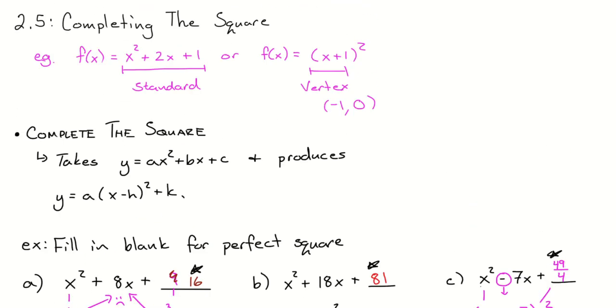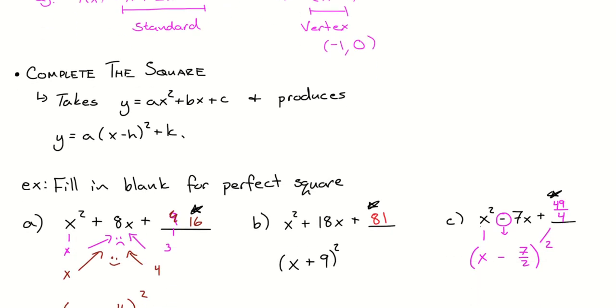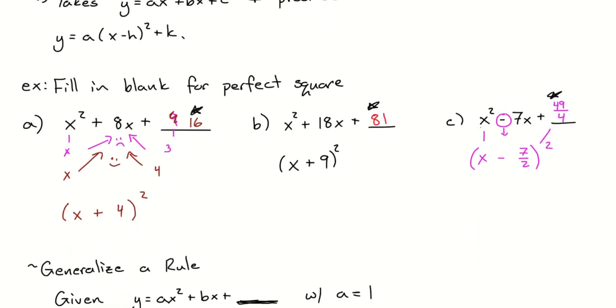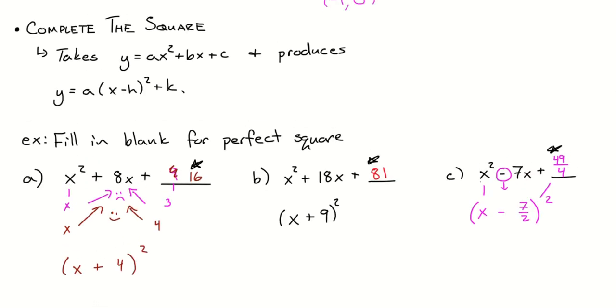Anyway, we were talking about 2.5 yesterday, and we were completing the square. So yesterday, we worked through a few of these, and before I just scroll down, how could I look at any of these problems and know the number that I'm supposed to fill in? Like, how were we able to work out that it was a 4 here, or a 16, or an 81, or a 49/4?